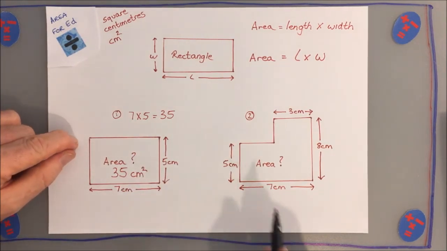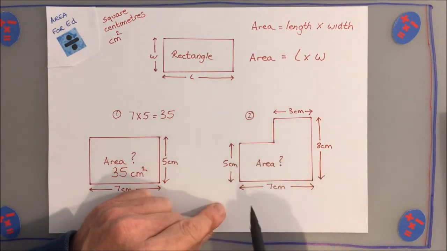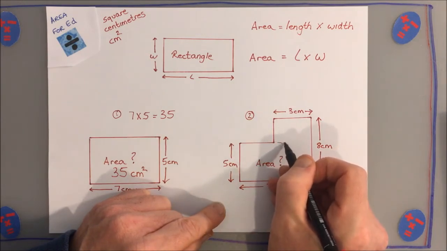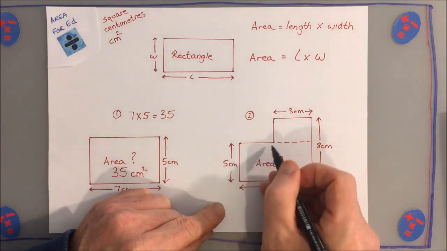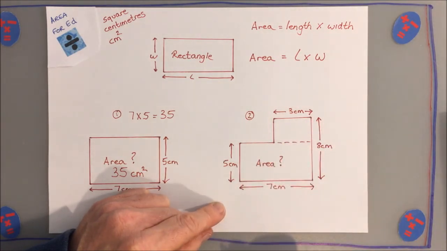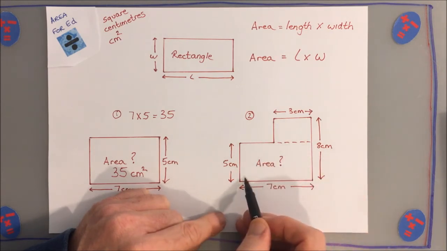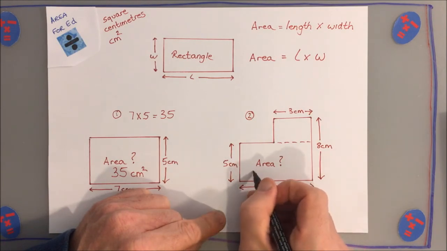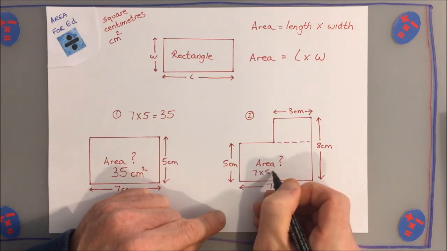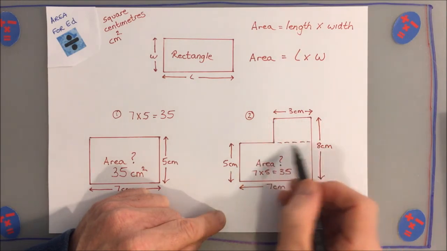Okay, good. Now, this one's a little bit tricky. We've only really dealt with finding the area of rectangles, and this is not a rectangle. But look what happens if I break this into 2 shapes. This is a rectangle, and this is a rectangle. I just need to find the area of both those rectangles. This larger rectangle is easy because it's 7 and 5. So the area of this would be 7 times 5, which would be 35. Now I just need to deal with this smaller rectangle.